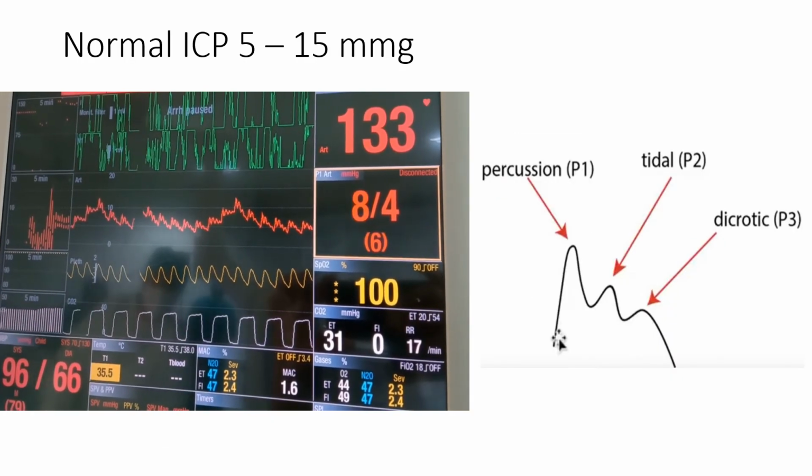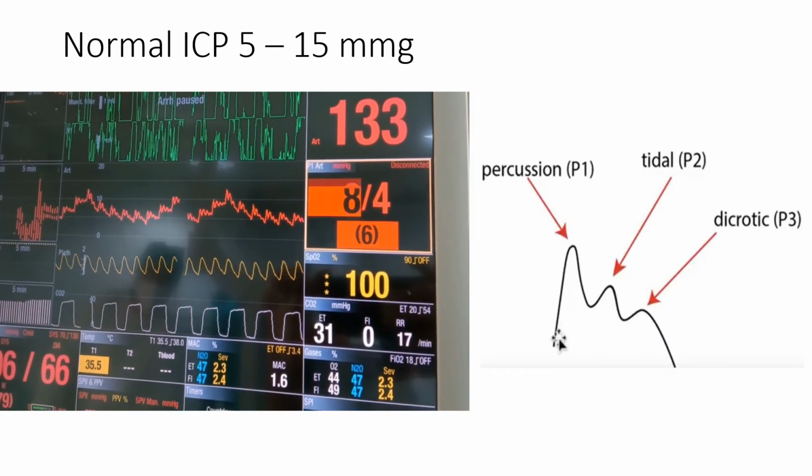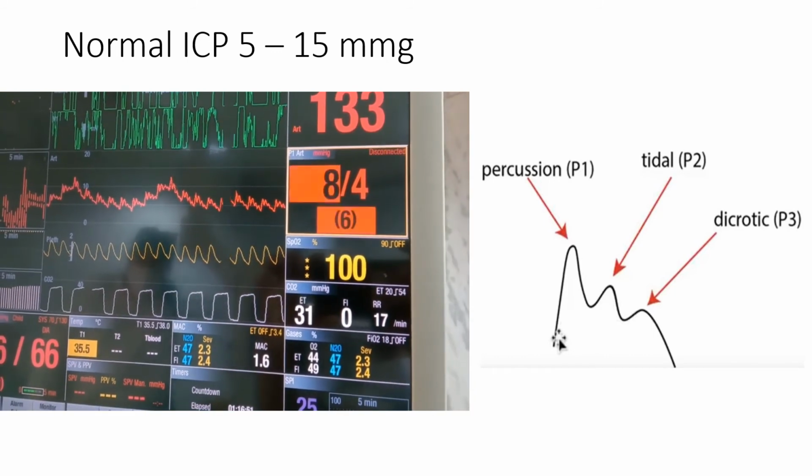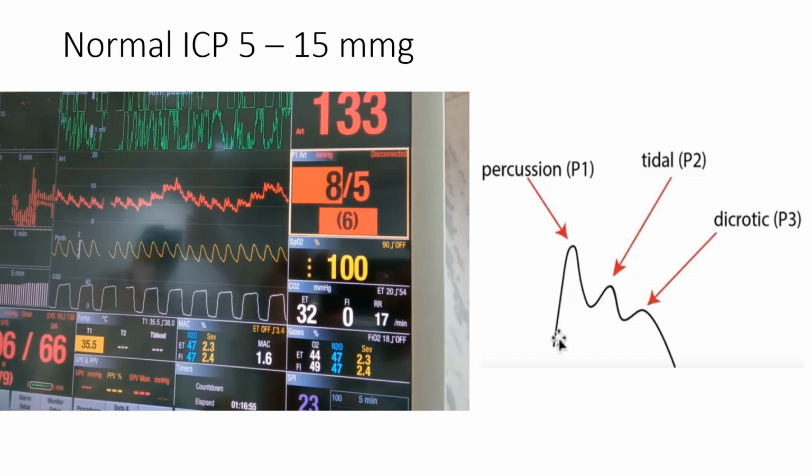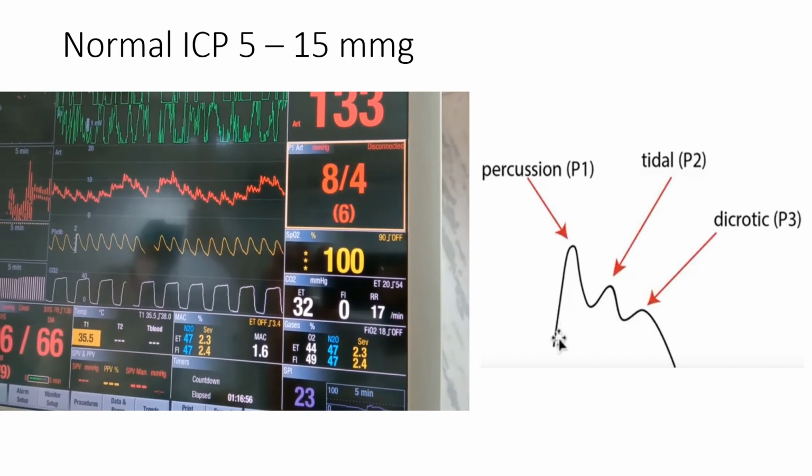Normal ICP. In normal ICP, the first wave is P1 or percussion wave, the second is the tidal wave, and the third is the dicrotic notch. Always remember that P1 is higher than P2. This is the normal relationship of these two waves.